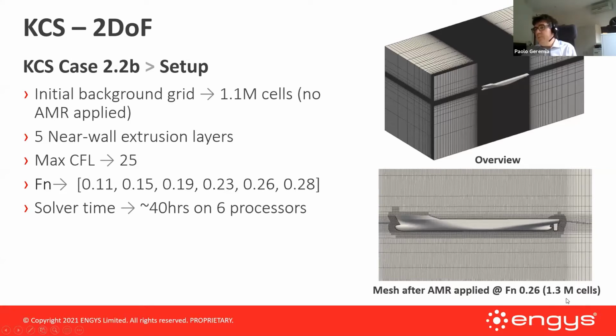So for a total of 1.3 million cells. So we are using a medium density grid size here. We ran the case with, okay, the background mesh was just 1.1 million. So there is only 200,000 cells of overhead using the AMR with 5 near wall extrusion layers for the boundary layer. We ran with a maximum CFL of 25 globally. And these are the Froude numbers we ran according to the test. The solver time was about 40 hours on 6 processors.